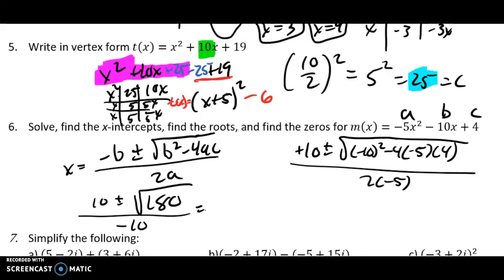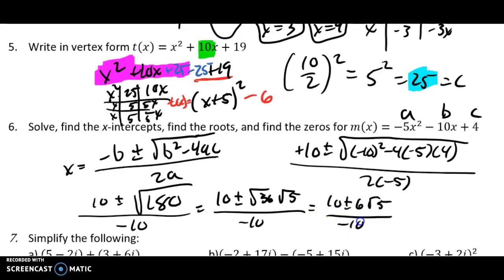So 180 is 36 times 5. So we get square root of 36, square root of 5 over negative 10. So we get 10 plus or minus 6 root 5 over negative 10. Now from here we could do a decimal. So we could do a decimal, 6 times root 5. So 6 times the square root of 5, I'm using my calculator here, is 13.41. We could put that in there and solve.